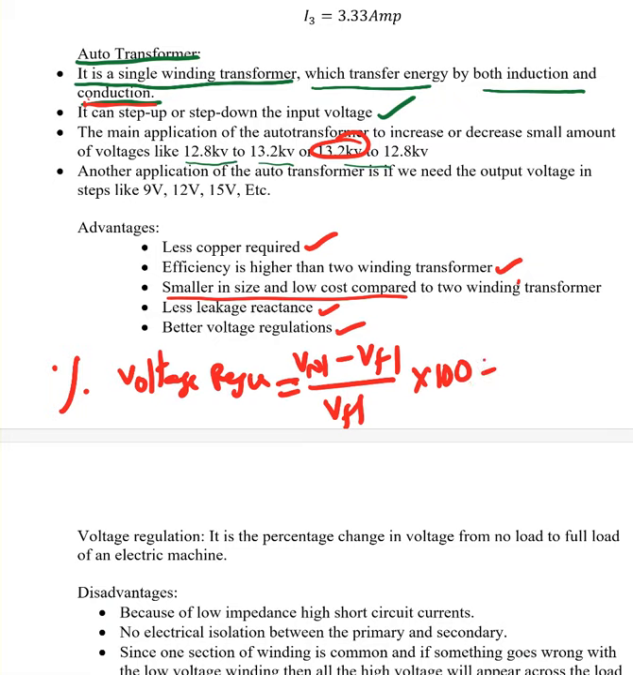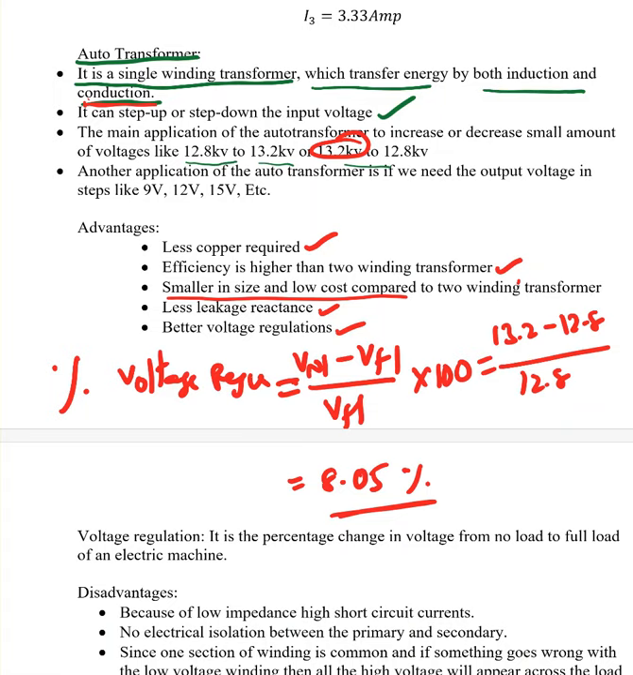Here in this case, if I use that number, 13.2 minus 12.8 over 12.8, I end up with 8.05%. That is the voltage regulation. 8% is too much. That's too much loss inside the transformer. We want to have this voltage regulation as close to 0 as possible. The voltage regulation tells us how much voltage we are losing inside the transformer.